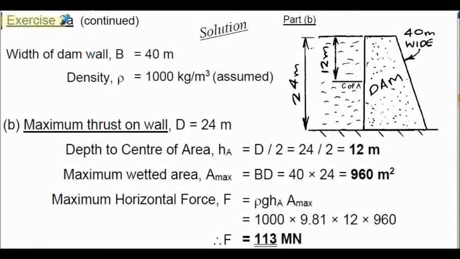Here's exercise 2A, solution continued. This is now part B, calculating the maximum thrust on the wall. Here the depth of the water is 24 metres. I'll let you review the solution at your own pace. It's an identical process to that of the previous solution. What you should find is the force or thrust in this case on the wall is 113 meganewtons.